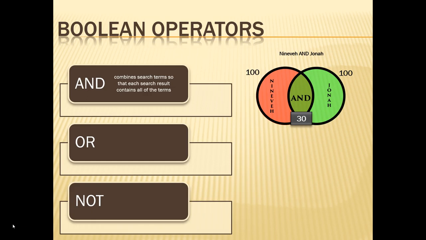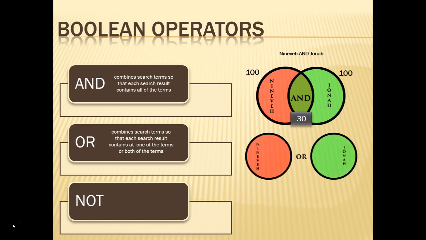Now, the Boolean operator OR combines search terms so that each search result contains at least one of the terms or both of the terms. It will look something like this, and also something like this if we were to type it in: Nineveh OR Jonah. Using the same search terms as before, our results will increase because the search is including all of Nineveh and all of Jonah. So in this case, Nineveh has 100 results, Jonah has 100 results, and we have a total of 200 results. Therefore, the OR operator expands our results.